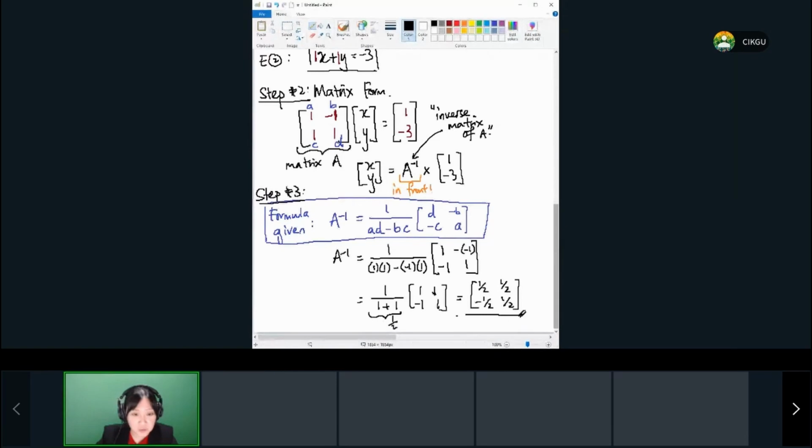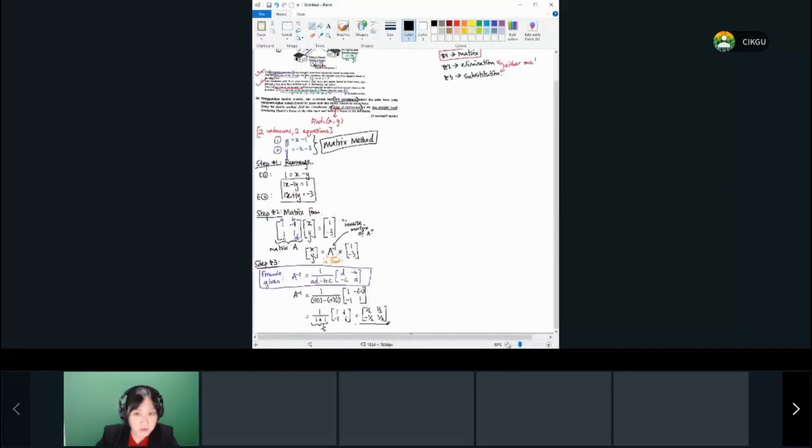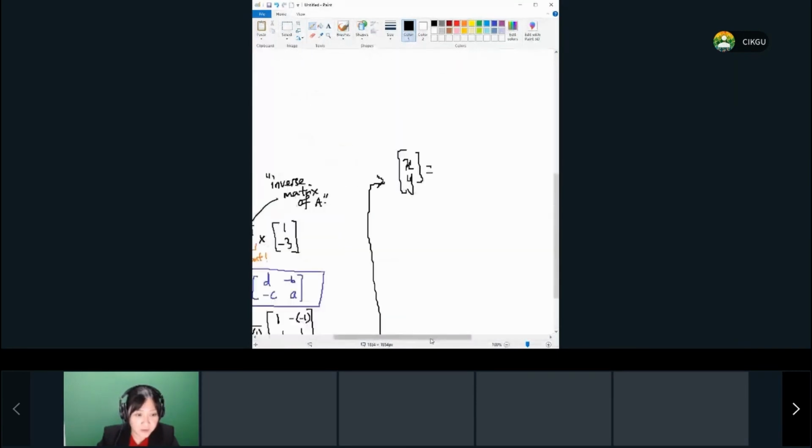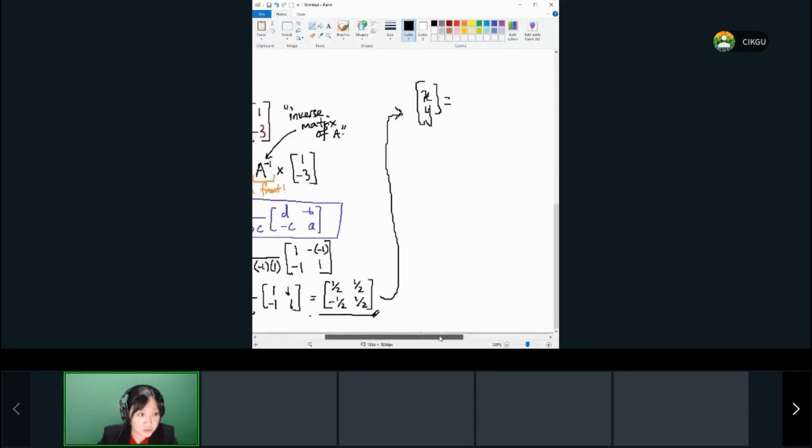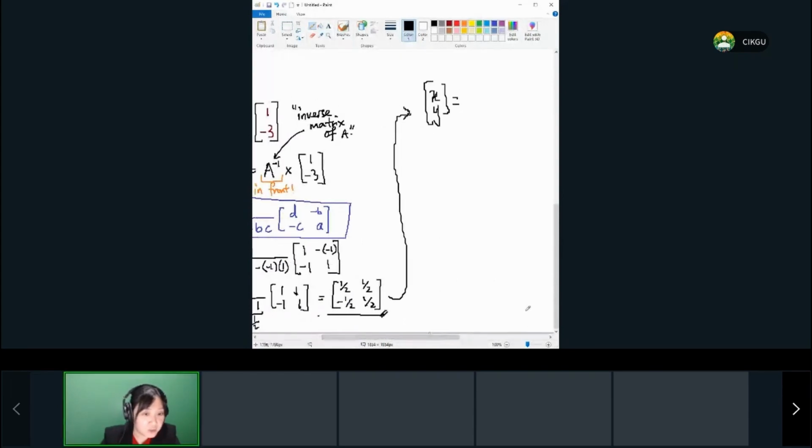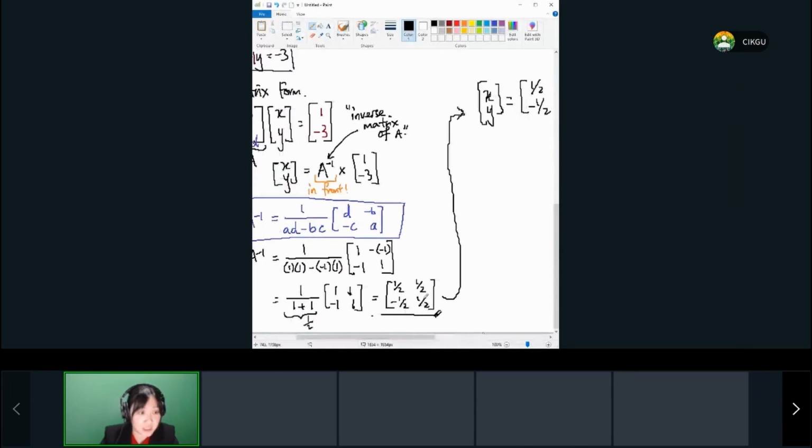Okay, is it possible for me to zoom out? Okay, still can see. So I continue here. Going back to our x and y. Let me pull it down. I think like that, bigger, is easier for you guys to see. So my inverse function, which is half, half, negative half, and half, multiplied by 1 and negative 3. I didn't do any math. I just take this and put it in here only.